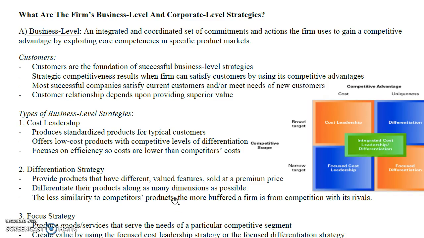Okay, page 3, recording. What are the firm's business level and corporate level strategies? A. Business level: an integrated and coordinated set of commitments and actions the firm uses to gain a competitive advantage by exploiting core competencies in specific product markets. Just remember: an integrated and coordinated set of commitments and actions the firm uses to gain a competitive advantage by exploiting core competencies in specific product markets.